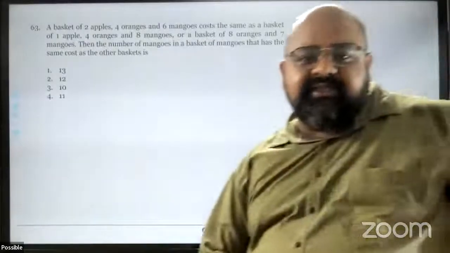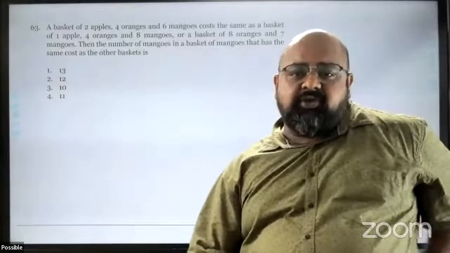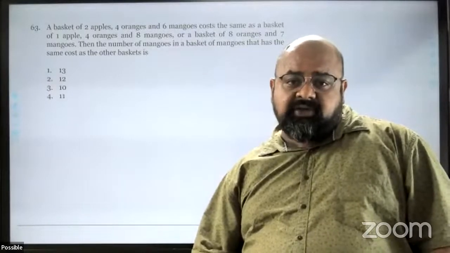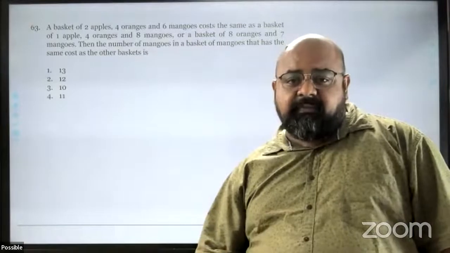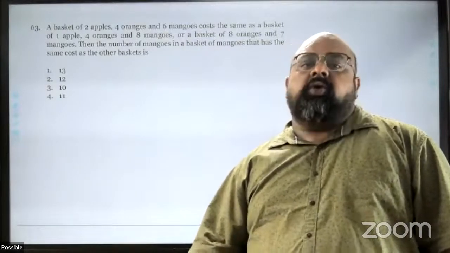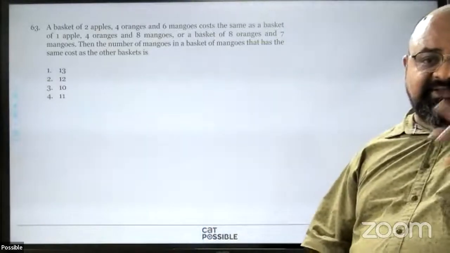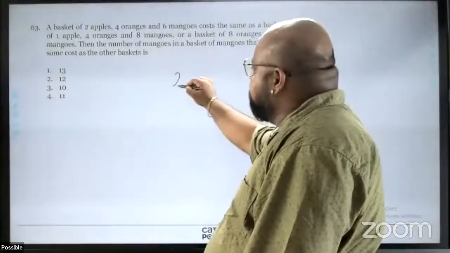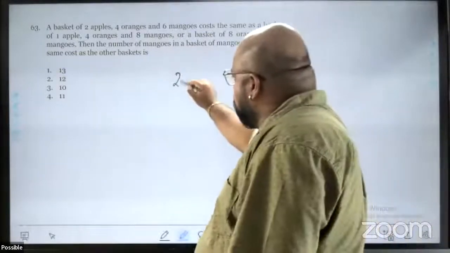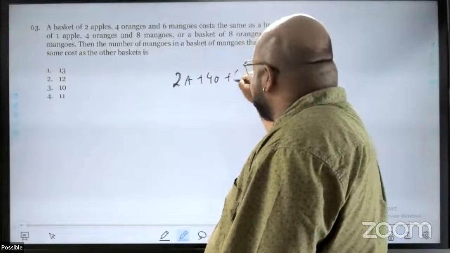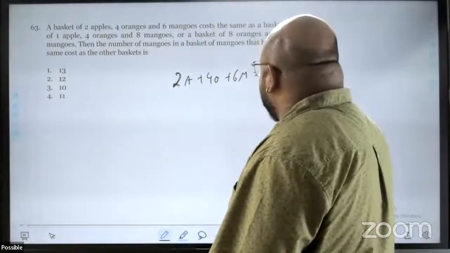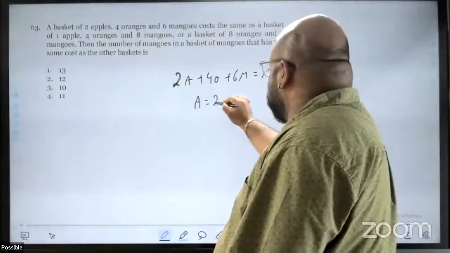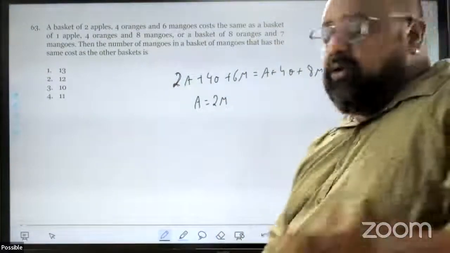Next, question 63. A basket of 2 apples, 4 oranges, 6 mangoes costs the same as a basket of 1 apple, 4 oranges, 8 mangoes, or a basket of 8 oranges, 7 mangoes. Then the number of mangoes in a basket of mangoes that has the same cost as the other baskets is? So I compare the first and second and the first and third. Suppose the cost price of apple, oranges, and mangoes are A, O, and M respectively. For 1, I say 2 apples plus 4 oranges plus 6 mangoes is the same as 1 apple, 4 oranges plus 8 mangoes, which means A is equal to 2M. So the price of an apple is twice that of a mango.